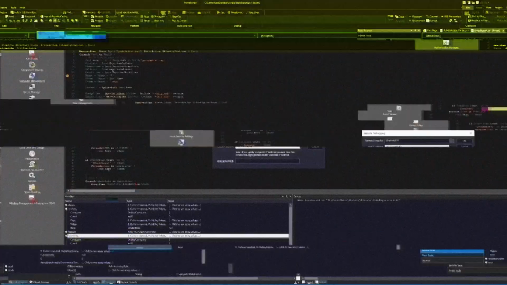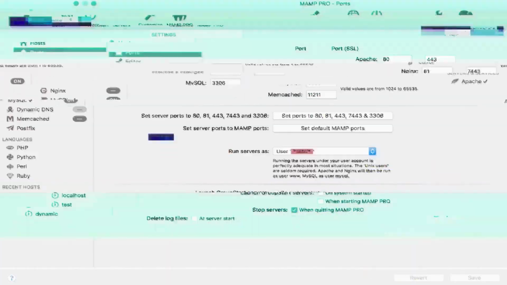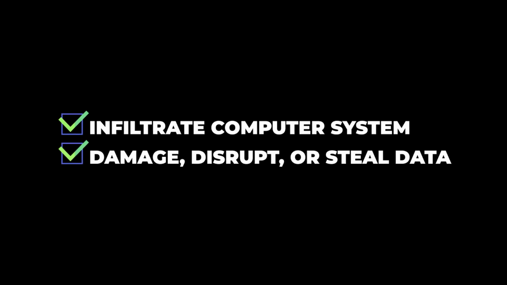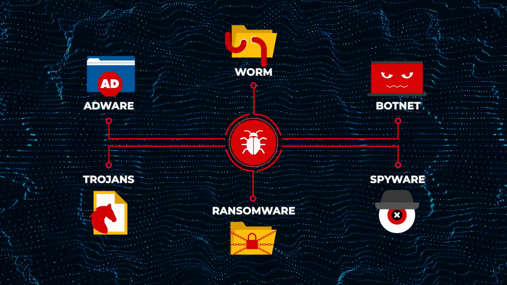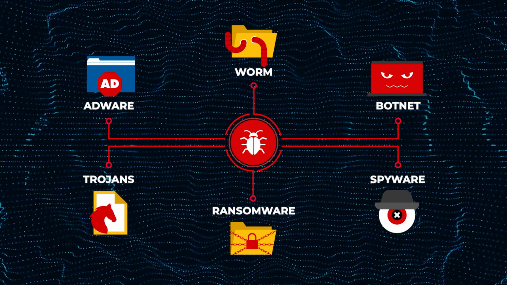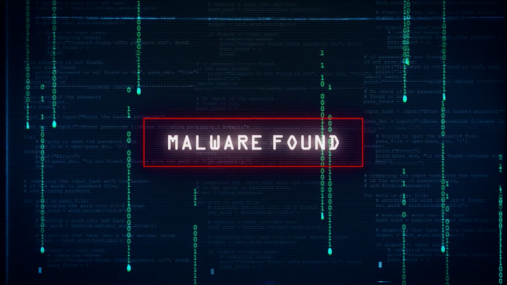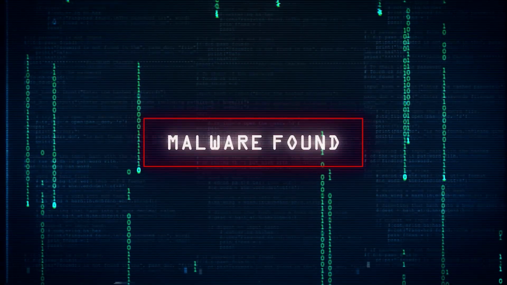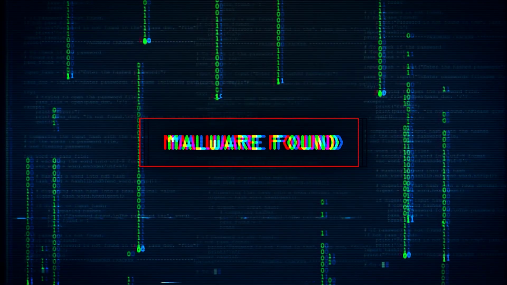Okay, so malware is basically a catch-all term for malicious software designed to infiltrate computer systems, damage, disrupt, or steal data. This includes viruses, worms, Trojans, ransomware, and other forms of malicious code. That's why it's important to understand how malware can infiltrate and disrupt critical infrastructure systems. But first, let's take a look at some key examples of critical infrastructure and their significance.